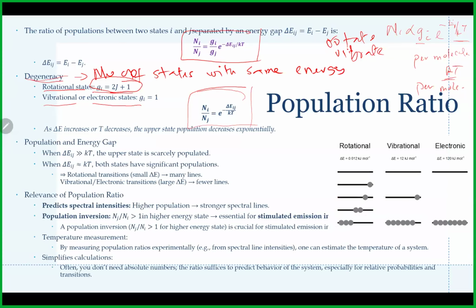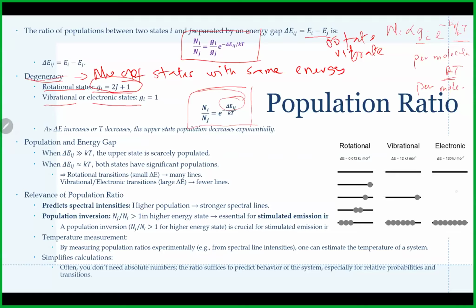There's one thing that we learn from this equation. When the spacing between the two energy levels is high, the upper state is rarely populated. We mentioned something similar to that. But when delta E ij, which is the spacing between the two states that you're interested in, is small, then you have the states almost all populated.